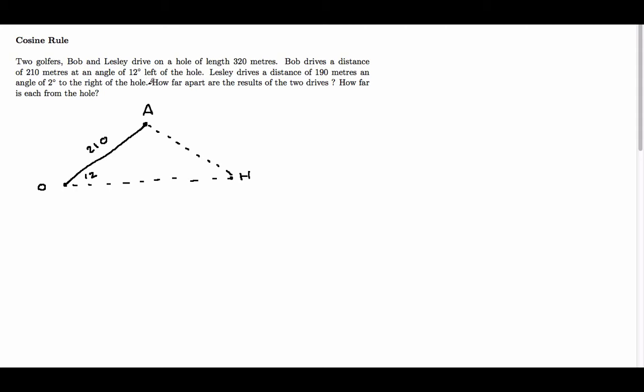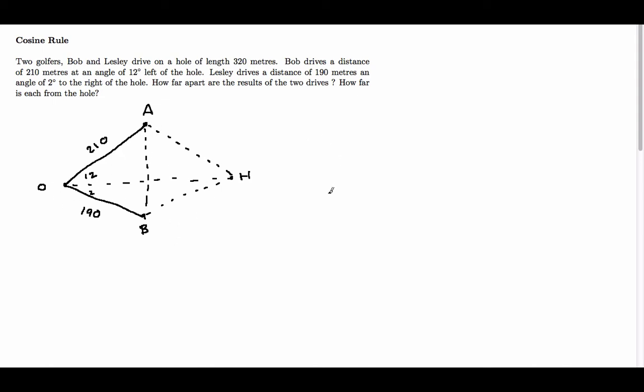Now we're told that Leslie drives a distance of 190 at an angle of 2 degrees to the right of the hole. So we will label Leslie's drive with a B, and this distance is 190. So the distance BH is the distance Leslie's drive is away from the hole. So we want to find AH and BH, and we also want to find the distance AB. So let's begin by finding the distance AB.